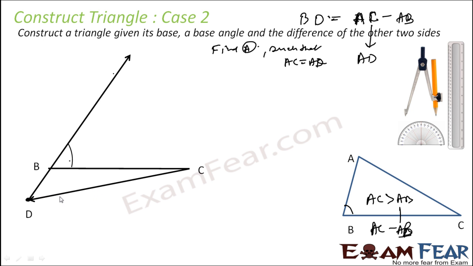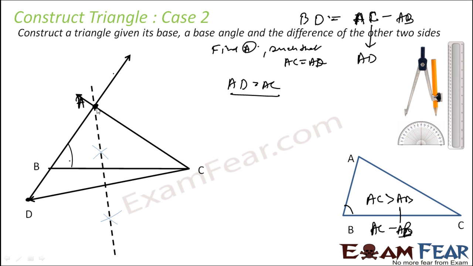So let's draw a perpendicular bisector for DC. So with D and C as centers, we'll draw an arc like this on both sides. With D and C as centers, we'll join this line. And now if we take this point as A and we join this, so if you see, this is A. Okay, this point is A. Now if you see here, since this is on the perpendicular bisector of DC, AD is equal to AC. Why? Because this point we got from the perpendicular bisector of DC. Correct? So AD is equal to AC.